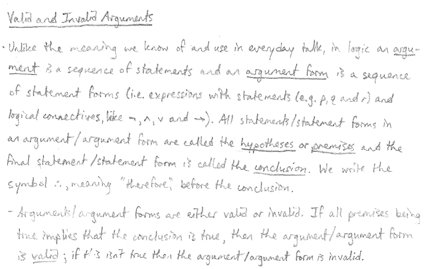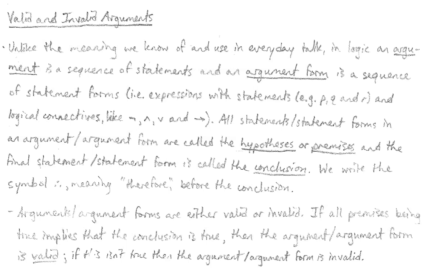So unlike the meaning we know of and use in our everyday talk, in logic, an argument is a sequence of statements, and an argument form is a sequence of statement forms, that is to say expressions with P's, Q's, R's, and logical connectives. Negations, conjunctions, disjunctions, conditionals, biconditionals, all those kinds of things. Now, I'm going to use these terms pretty much interchangeably. If I talk about an argument, I'm talking about an argument form, and vice versa.